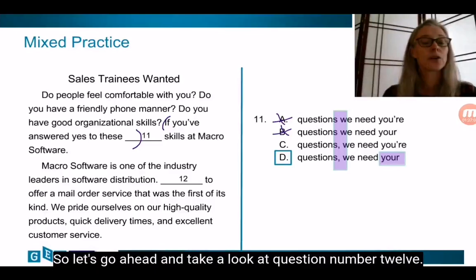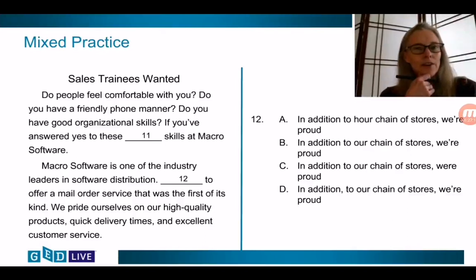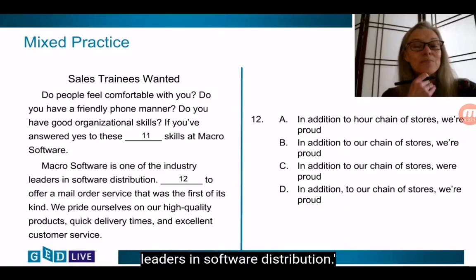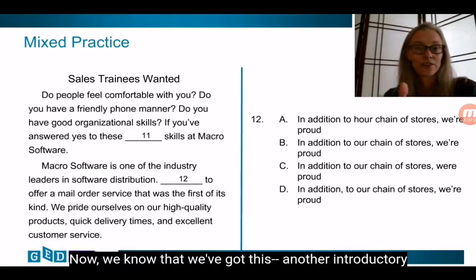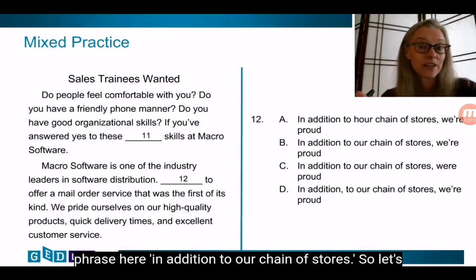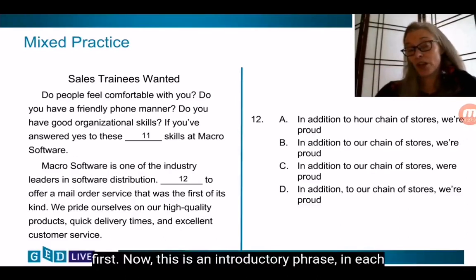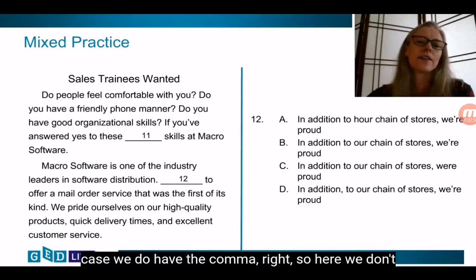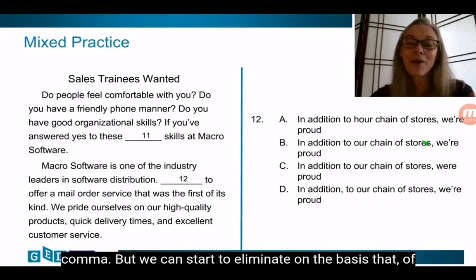So let's go ahead and take a look at question number 12. Macro Software is one of the industry leaders in software distribution. Now, we know that we've got another introductory phrase here, in addition to our chain of stores. So let's just go ahead and look at in addition to our chain of stores first. Now, this is an introductory phrase. In each case, we do have the comma. So here we don't get to eliminate choices just on the basis of a missing comma.